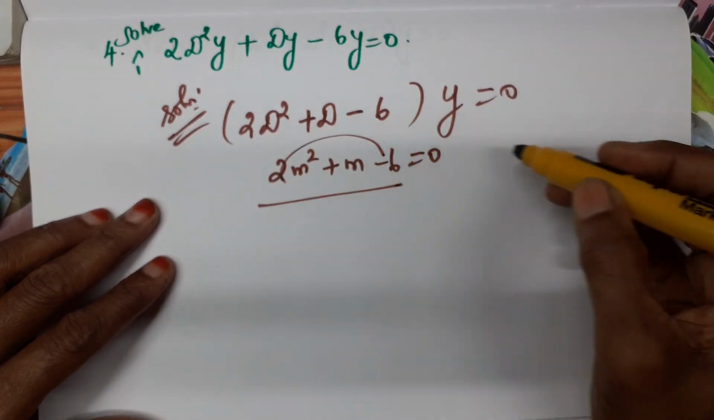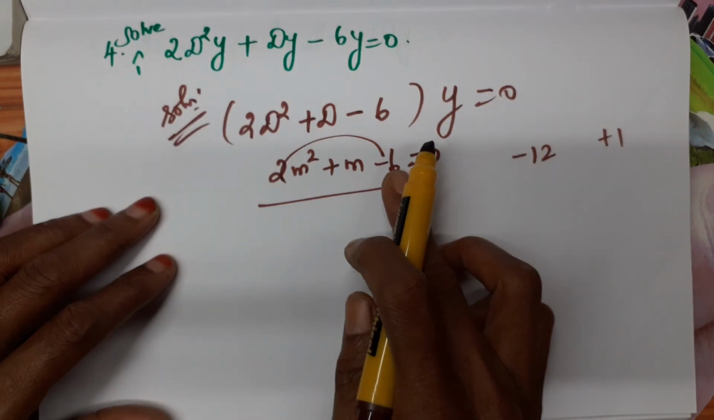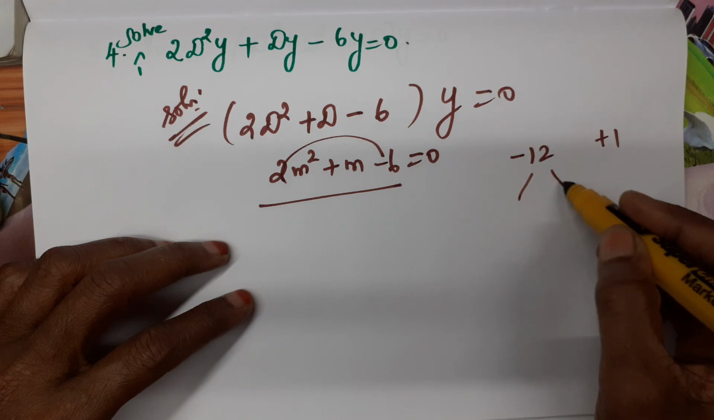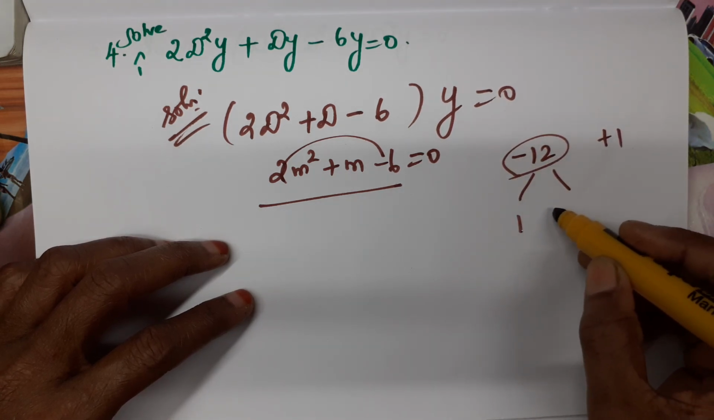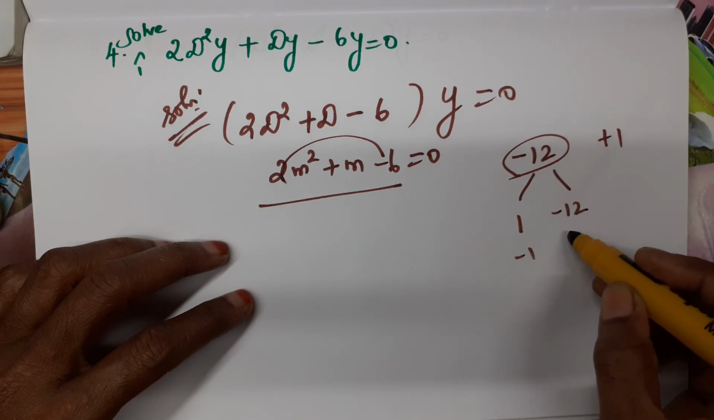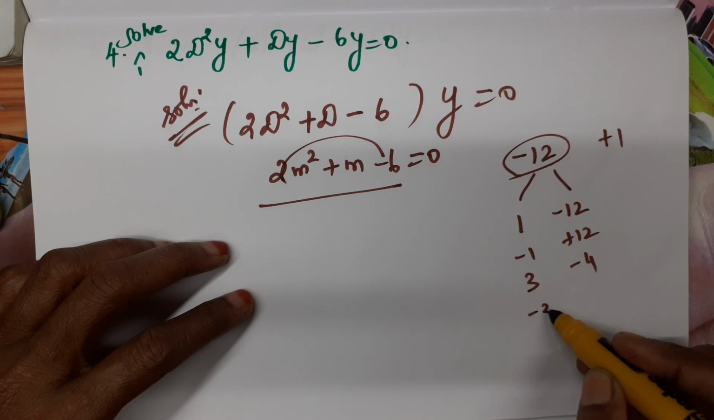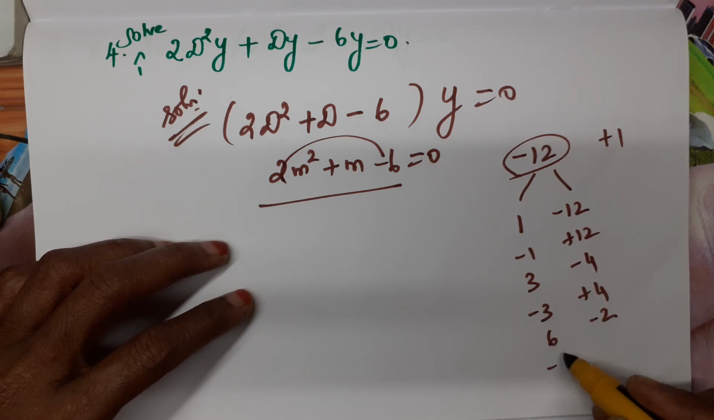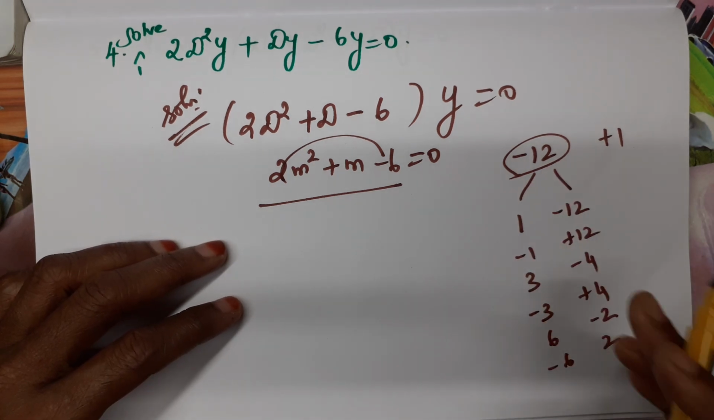The product we have is minus 12 and the sum is plus 1. 2 into minus 6 is minus 12. Here the sum is plus 1. What are the factors for 12? For getting minus 12: 1 into minus 12 or minus 1 into plus 12, then 3 into minus 4, minus 3 into plus 4, 6 into minus 2, minus 6 into plus 2. These are the factors for getting minus 12.